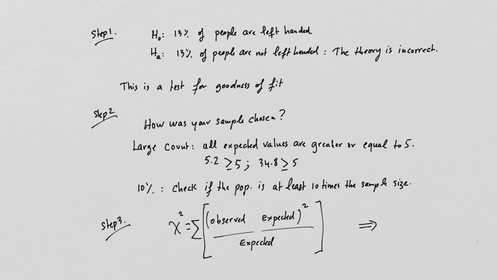Then we are going to begin the calculation. I'm going to do it by hand, and then I'll show you how to do it on a calculator in 2 ways. Recall the chi-squared value. This is called the test statistic.